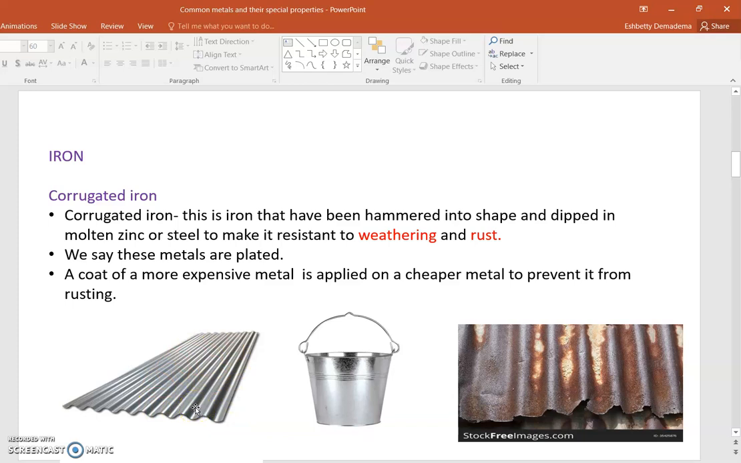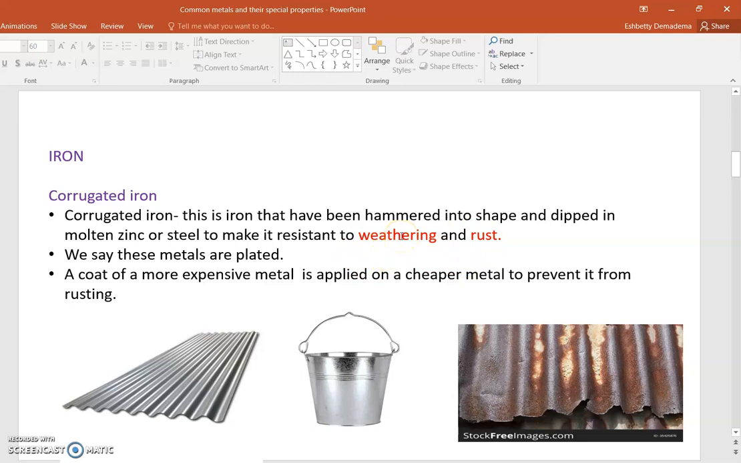So your corrugated iron, this is iron that has been hammered into shape and dipped in molten zinc or steel to make it resistant to weathering and rust. So it is iron, but this iron has been dipped, or coated, with a layer of quite expensive material to make it resistant to weathering and rust. What is weathering? Weathering means breaking down.